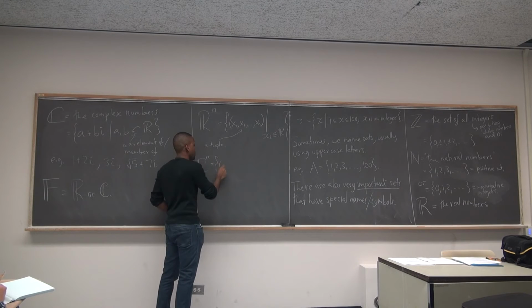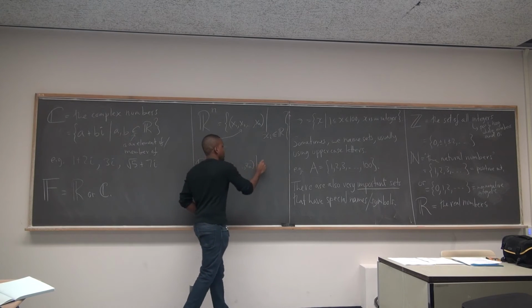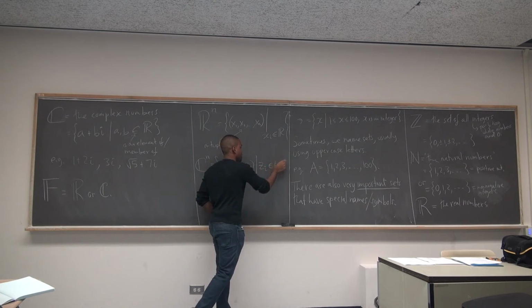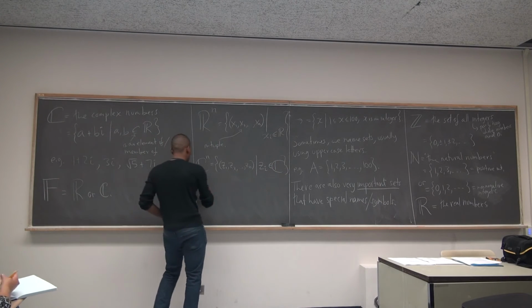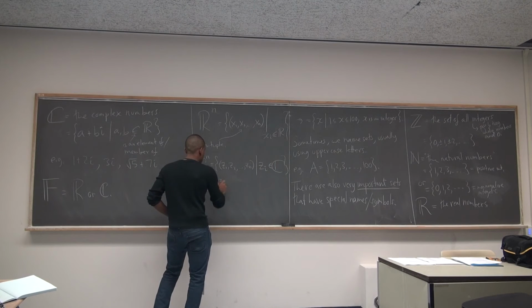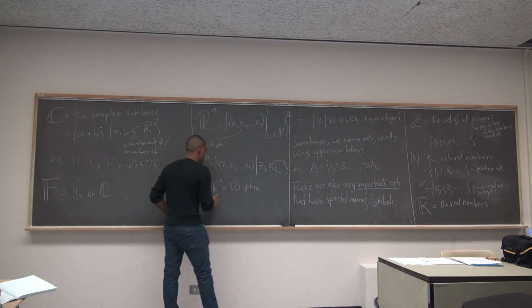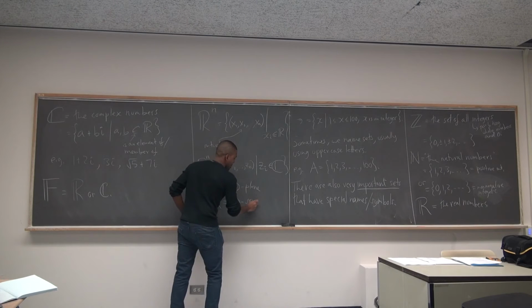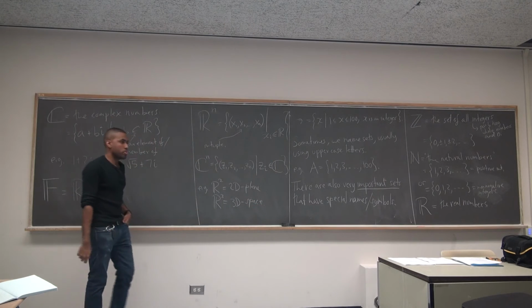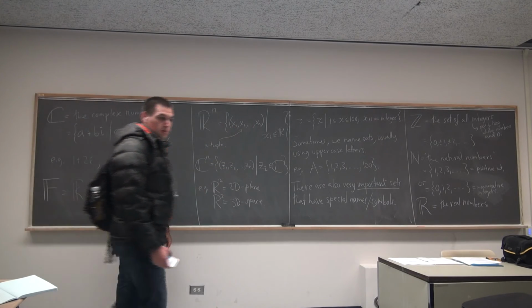So it's a set of all coordinates (z1, ..., zn) such that all your zi's are in C. So for example, if I write R^2, I'm referring to the 2D plane. R^3 refers to 3D space. R^4 would be 4-dimensional space. The way we think of these is the set of all coordinates that have real number entries in them.